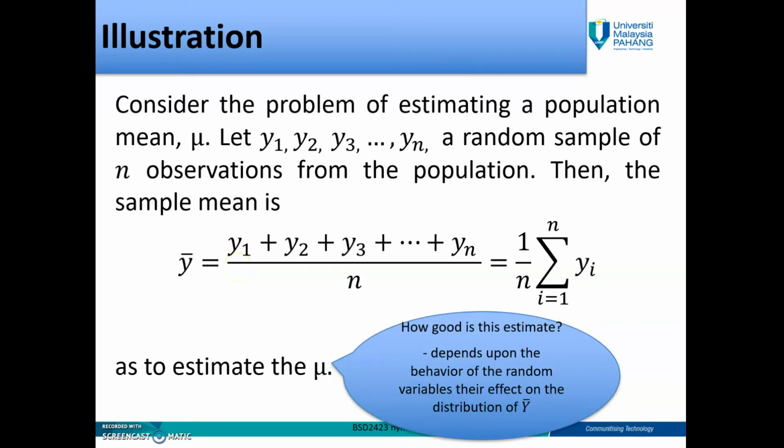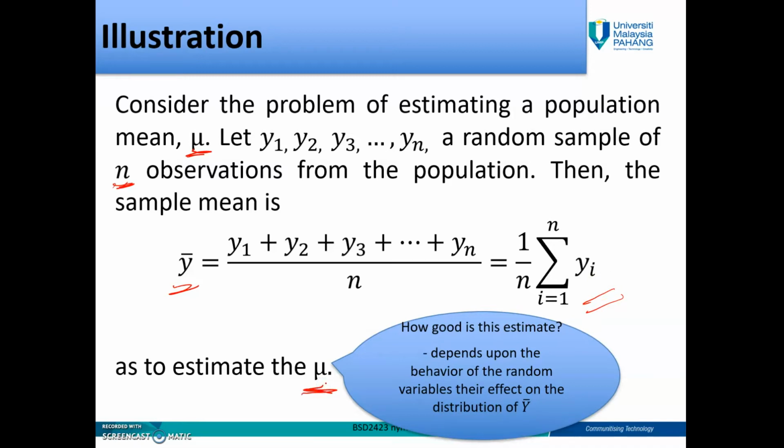So we can illustrate with one example. Let's say we consider the problem of estimating the population mean. You have mu, which is the mean of the population. Then we let Y1, Y2 until Yn be a random sample of n observations. Small n is the sample size from the population. Then when you want to find the sample mean, you will have Y bar. What's the formula? Y1 plus Y2 plus Y3 until Yn, divided by n. So you use this to estimate mu.